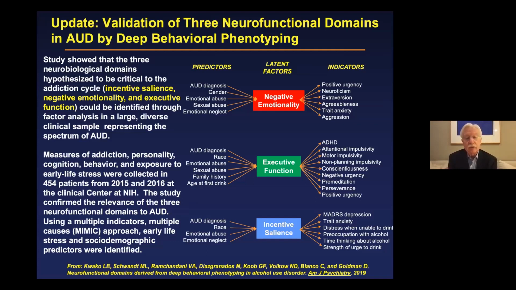The study confirmed the relevance of these three neurofunctional domains to alcohol use disorder. And using multiple indicators, multiple causes, which is called the MIMIC approach, early life stress and sociodemographic predictors were identified. And you can see this in the diagram on the right. So we were able to validate these three domains in a human population of alcohol use disorder. And I might add that this study has now been replicated several times with ongoing studies.